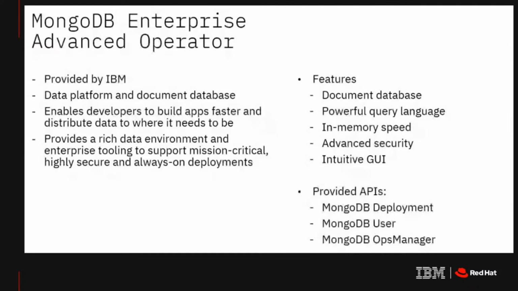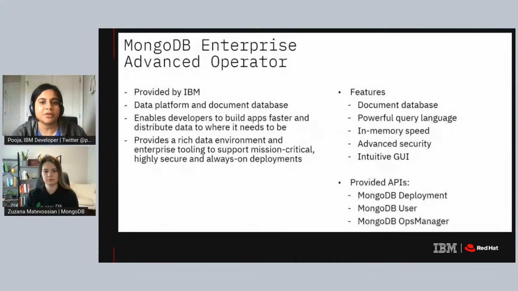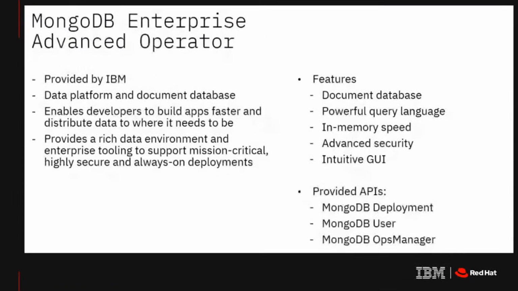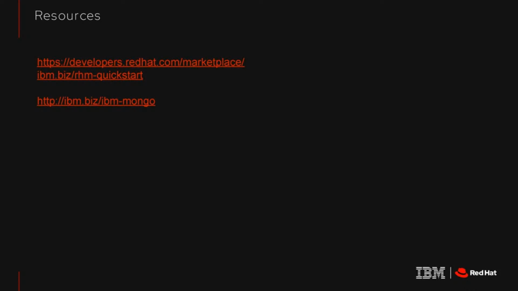But there is an IBM MongoDB Enterprise operator, and this one is actually provided by IBM. And it includes things that Susanna has talked about: some of the databases, query languages, in-memory speed, and an intuitive GUI as well. So with the MongoDB operator, you can install that using Red Hat OpenShift. I just wanted to give you a little bit of insight, so if we pull up my screen, a little bit on what the Red Hat Marketplace looks like.